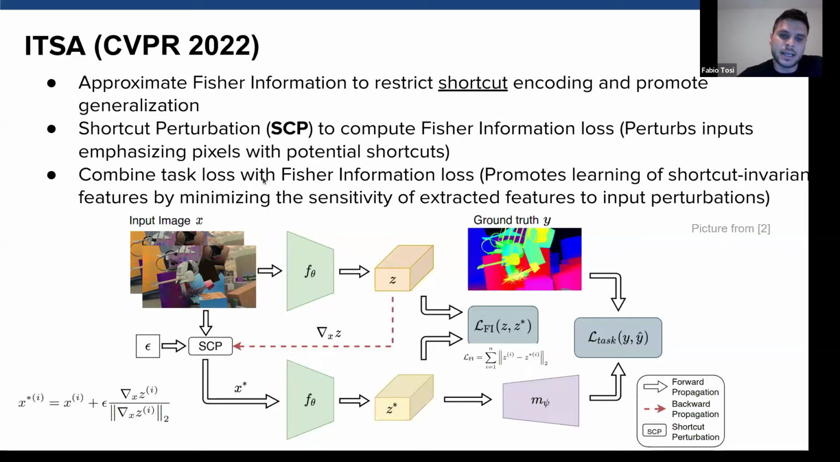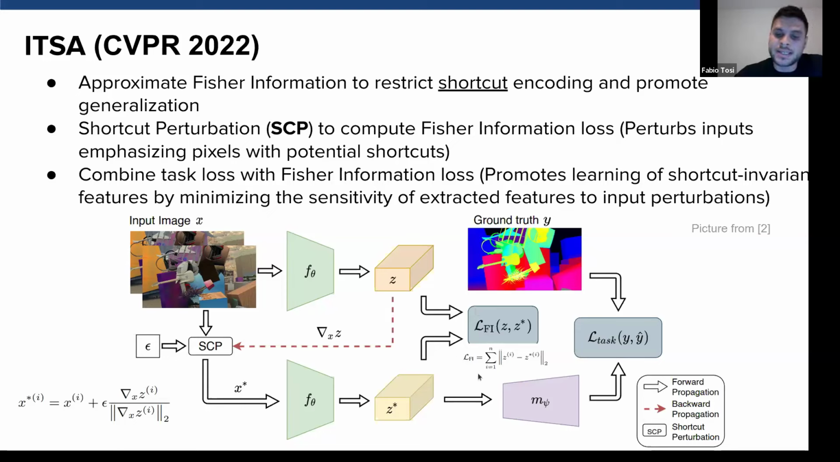More specifically, the idea is based on the following steps. Also in this case, they consider 3D stereo architectures, and they compute the gradients of the features extracted by the feature module here, and then they create a perturbed image starting from the original one plus the gradients of the feature vectors multiplied by this scalar value epsilon. The idea is then to compute again the feature vectors using this perturbed image, and then they want to minimize this difference.